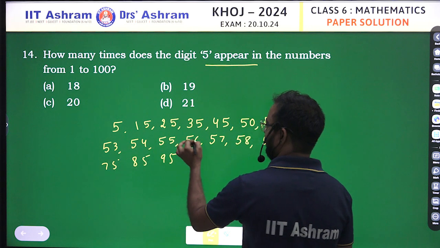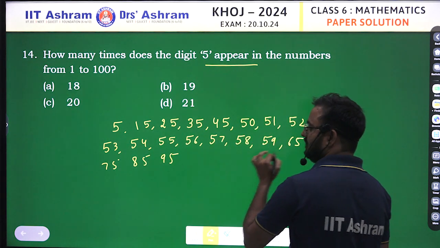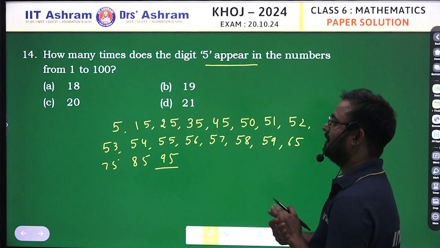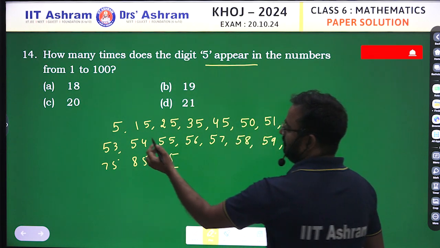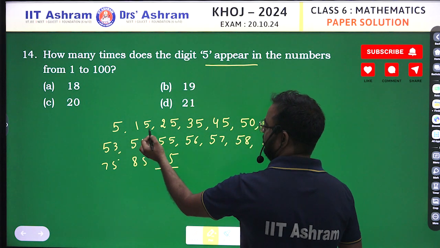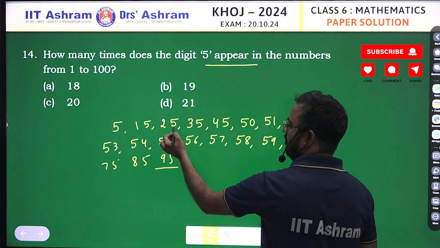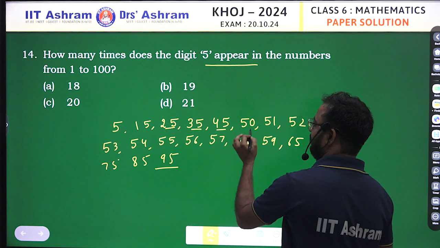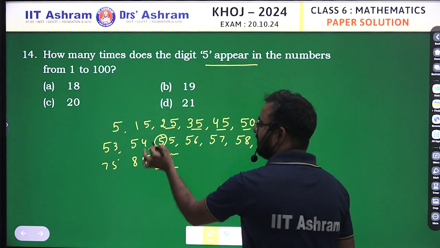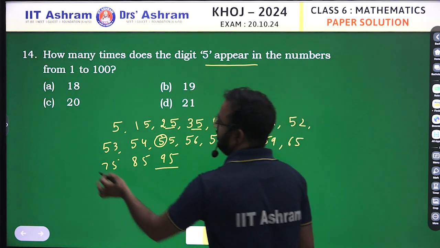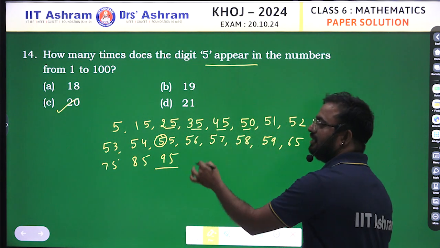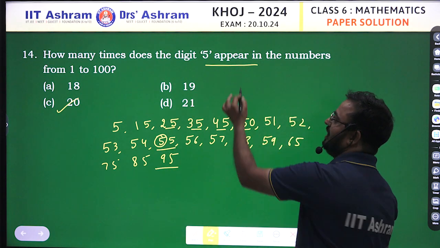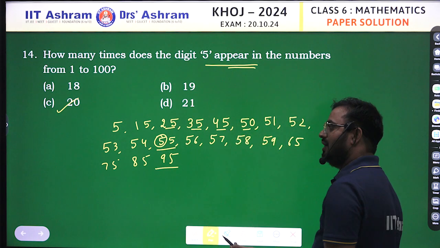So 5, then 15, 25, 35, 45, 50 और इसमें डबल बार काउंट होगा. सो 20. सो आंसर आ जाएगा सी. ये टोटल 19 हुए और 55 में 2 टाइम्स है, इसलिए आंसर इज 20. So 20 times 5 appears in 1 to 100.